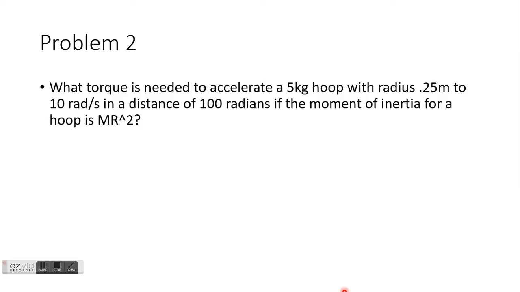Okay, what torque is needed to accelerate a 5 kilogram hoop with radius 0.25 meters to 10 radians per second and a distance of 100 radians if the moment of inertia for a hoop is mr squared. Okay, so here the coefficient for the I is 1 over 1, so it's ignored. This is going to combine kinematics and dynamics.